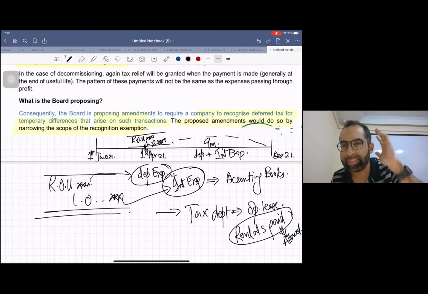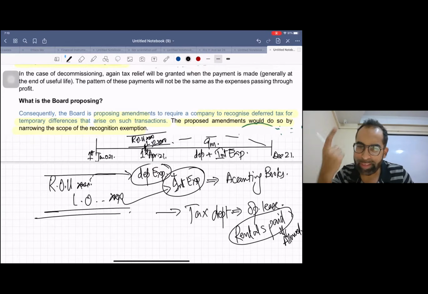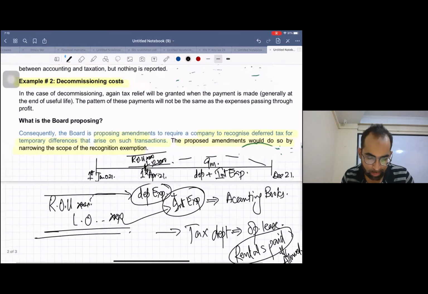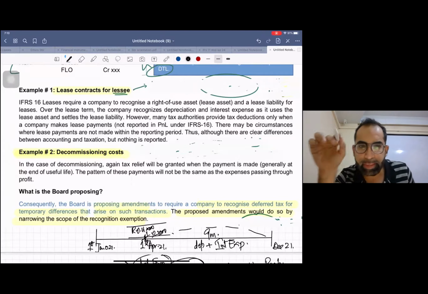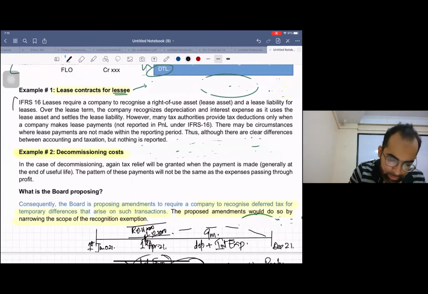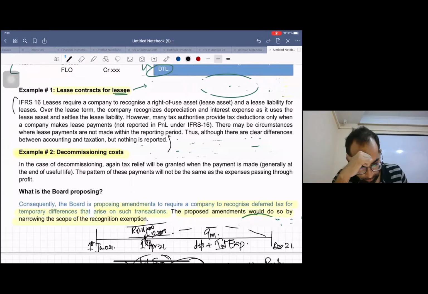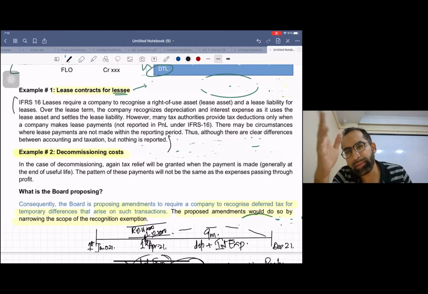Now, giving you one more example. Please just concentrate. 5 minutes more. Thank you for listening to me. Decommissioning. First, read this as well. Giving you 30 seconds. Read this example as well. I have explained it in my own words, but you can read it.